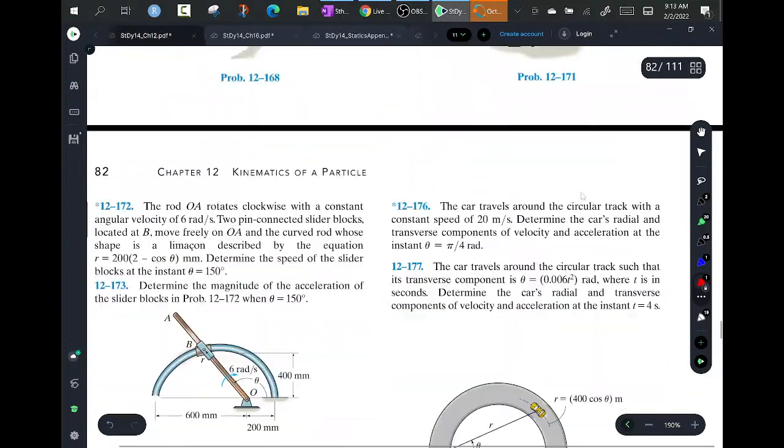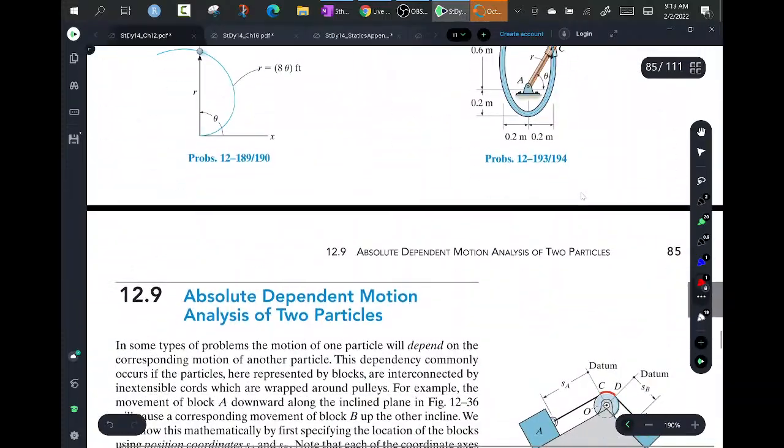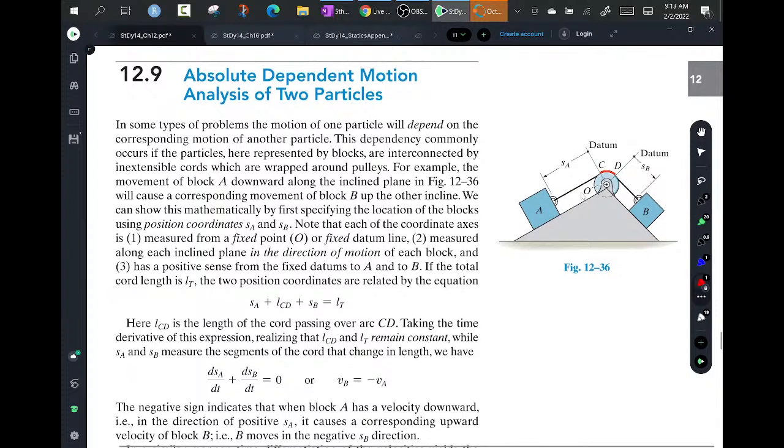Okay. So the next section actually becomes slightly a bit of relief. And it's the absolute motion between two particles. Analysis between two particles.